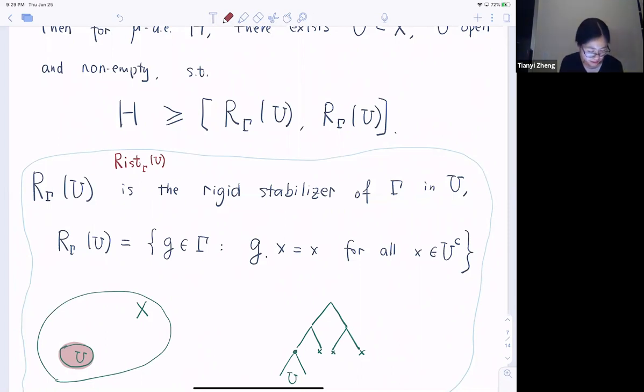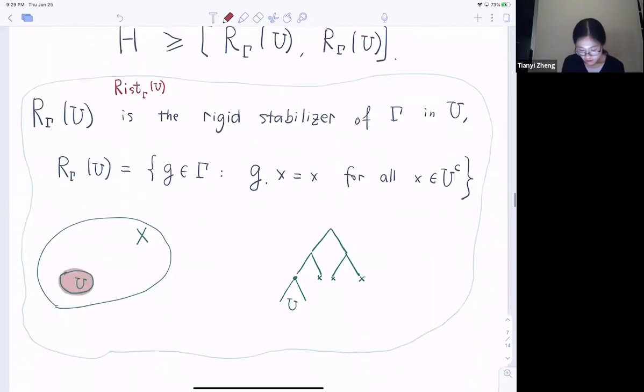So the rigid stabilizer of gamma in U means that a group element is in there if it only acts inside U and fixes every point in the complement of U. So the definition is that you fix every single point outside U. This terminology is used in the theory of branch groups by Grigorchuk. That's the place I learned the terminology rigid stabilizer.